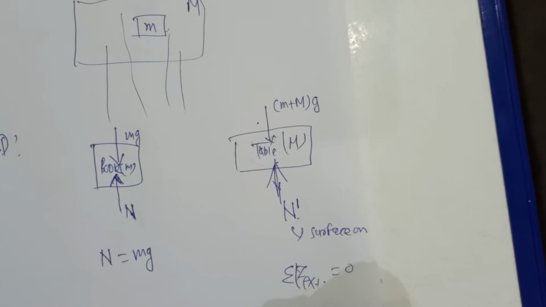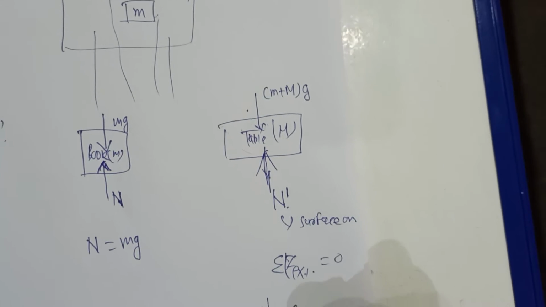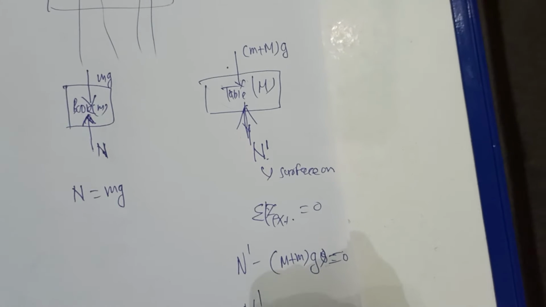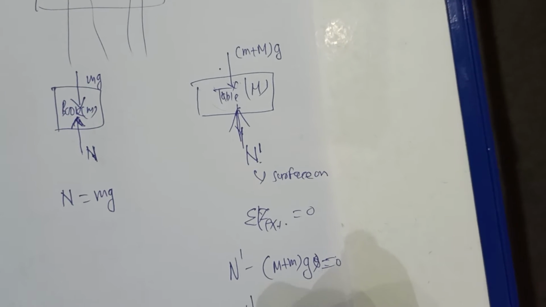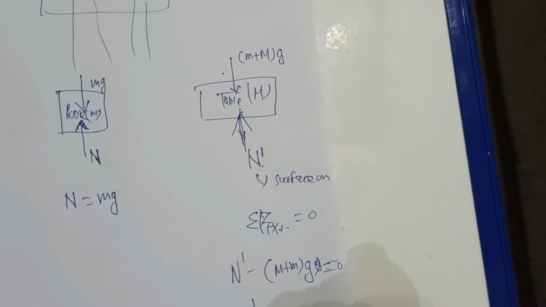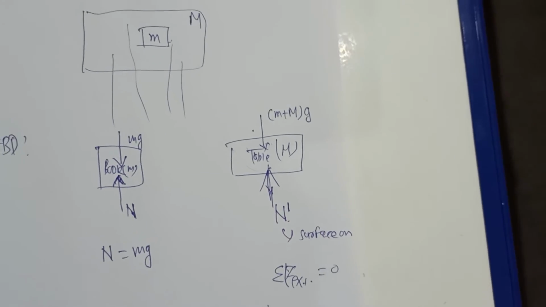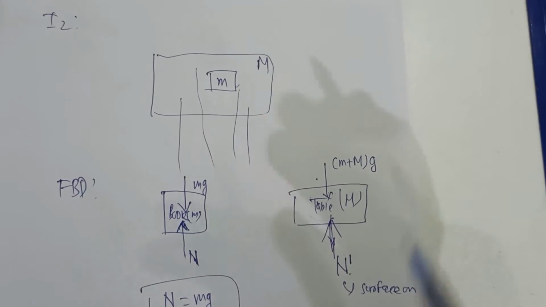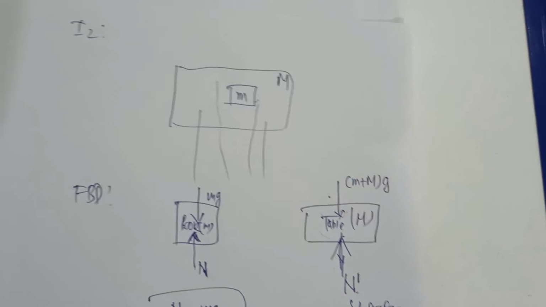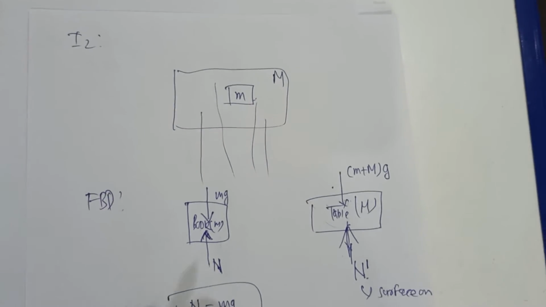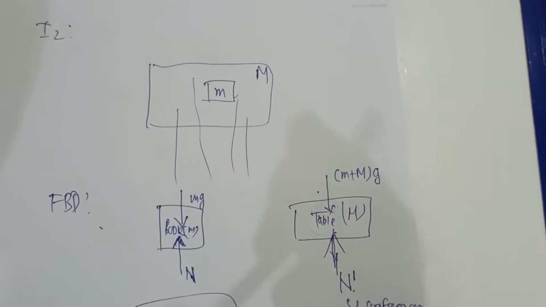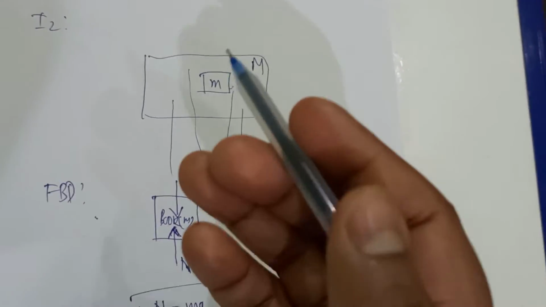So N dash minus (capital M plus small m) into g should be equal to 0. That is why N dash equals (capital M plus small m) into g. So these are the normal forces, because of which they are not moving downward. They are still at their original position. So this is the second illustration using a free body diagram. We were able to analyze the situation, why it is not moving downward, why it is not falling.